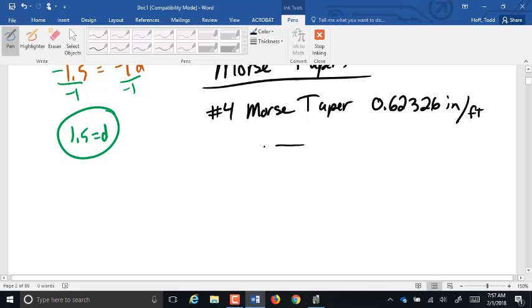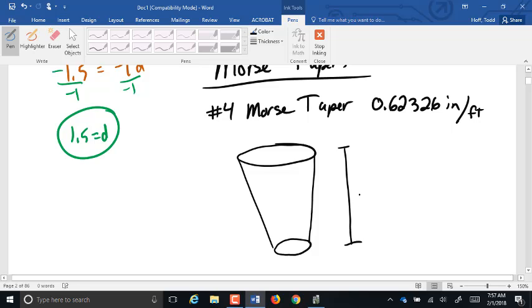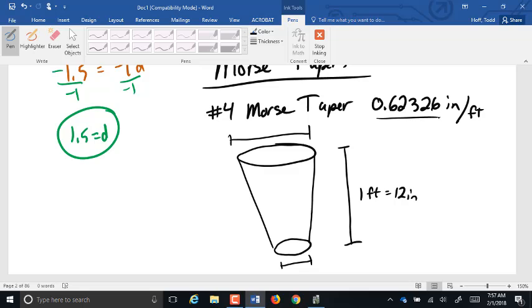So that means per foot of run means this length here is 1 foot. So if that is 1 foot or 12 inches, the difference in diameter between the big end and the little end is 0.62326. Don't ask me where the 62326 came from. I've never been able to find out. I've looked a couple of different times. I don't know why that's a standard number, but for some reason it is.